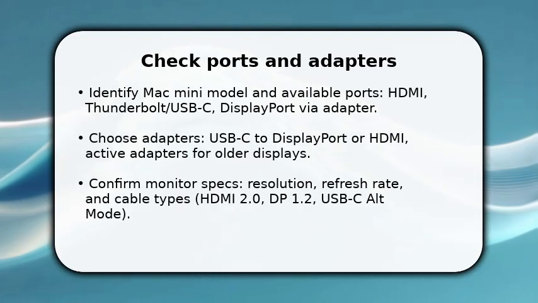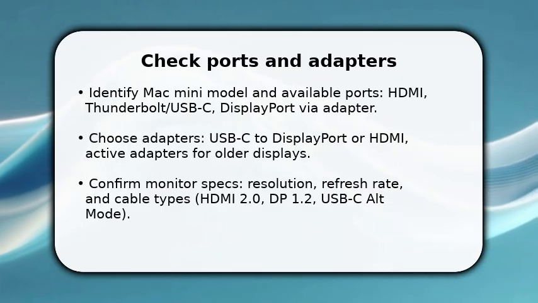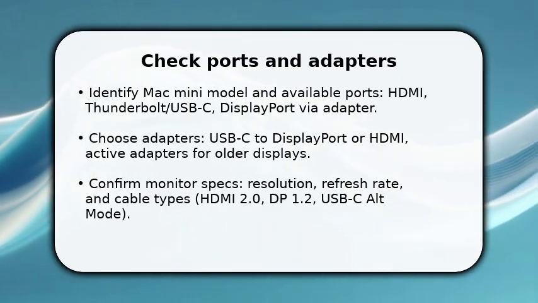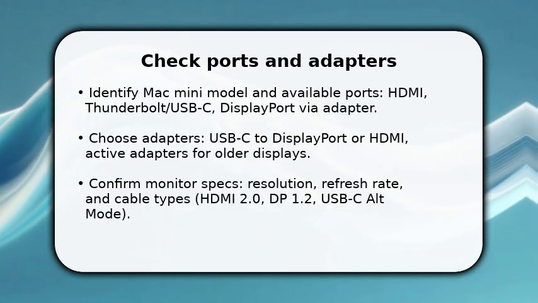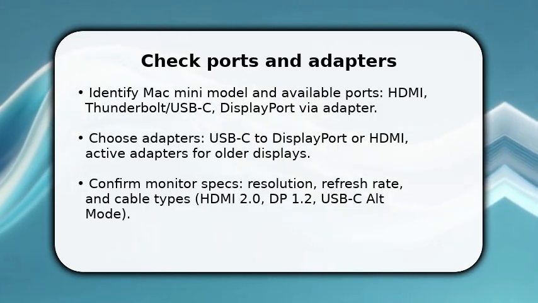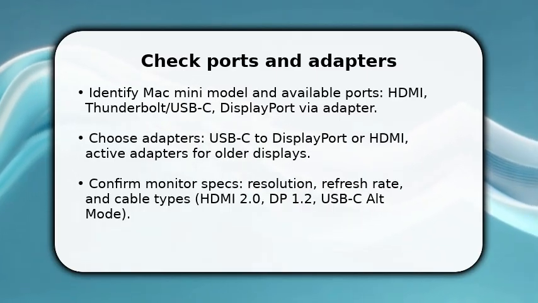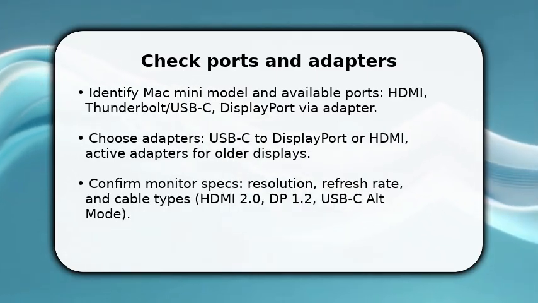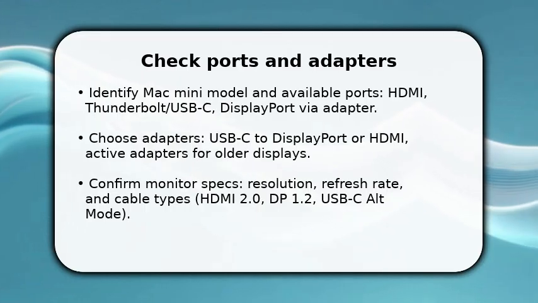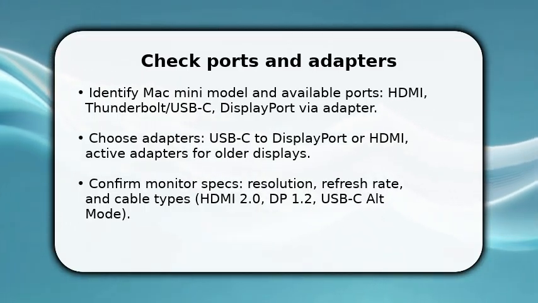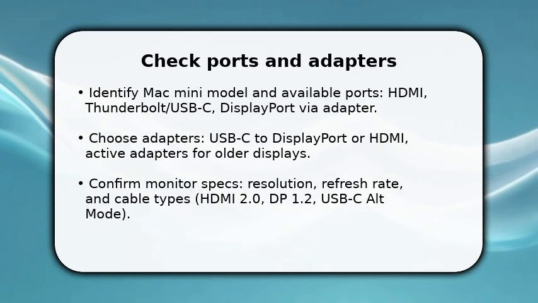You begin by confirming what your Mac Mini actually offers: HDMI and one or more Thunderbolt/USB-C ports. Once done, pick the right adapters. Use active adapters for DisplayPort-only monitors or higher resolutions. Make sure each monitor's native resolution and refresh rate match what the Mac Mini supports so you don't get scaled, blurry output. Prepare cables and power for every display.